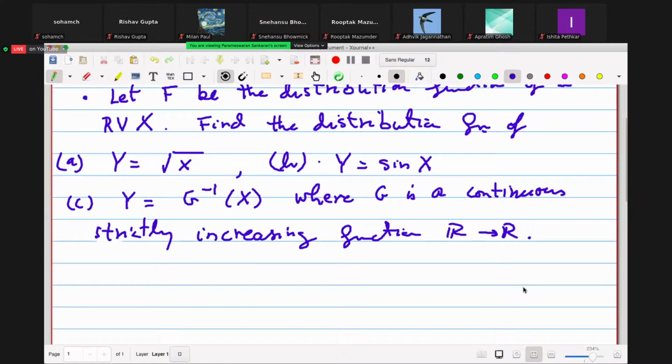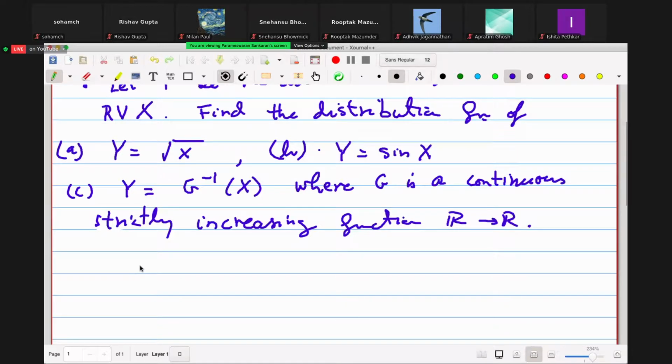All right. So how to compute F_Y? Subdivision A: F_Y of t is equal to, write the definition, the probability that Y is less than or equal to t. And what is Y? Y is equal to square root of X. Okay, so you should understand this properly. This is an aside.